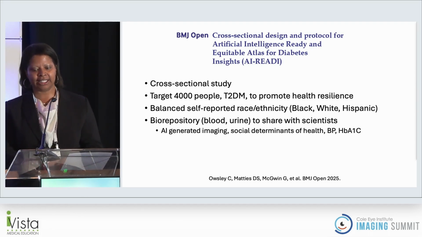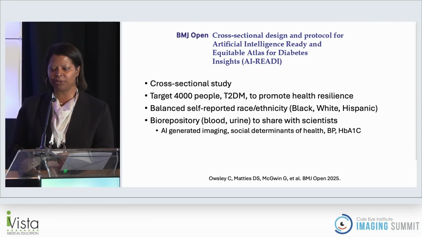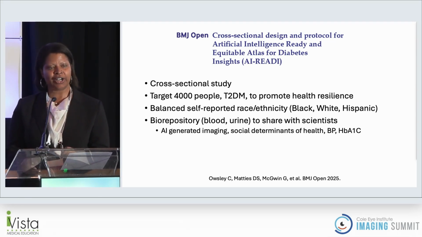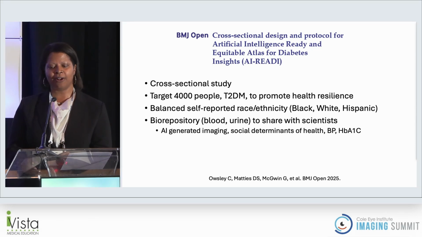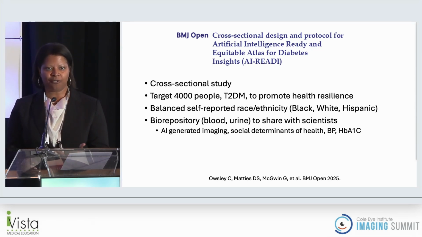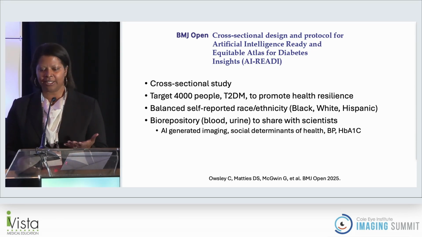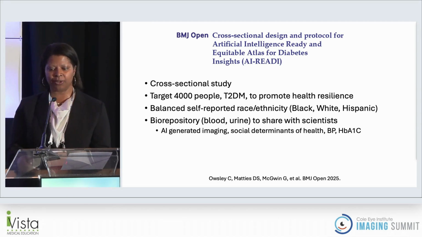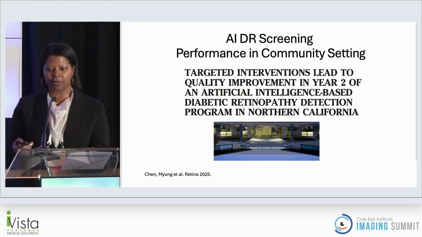This article is from Dr. Owsley and group. There is a group called AI Ready, and this is a group that's currently enrolling patients. It's a biobank. So it's a cross-sectional study targeting about 4,000 individuals with type 2 diabetes. And the whole goal of this is to promote health resilience. So patients can self-report their race, ethnicity, and give blood and urine results. Also, potentially, their AI-generated fundus exam. And we're collecting social determinants of health, blood pressure, hemoglobin A1C, and the goal is to really try to put all those things together and to better understand what the person's health status is and promote health resilience.